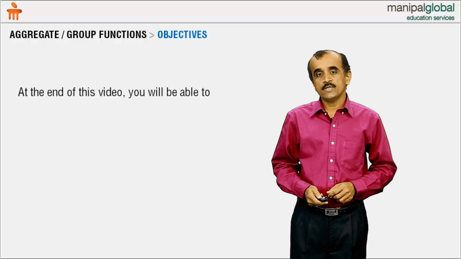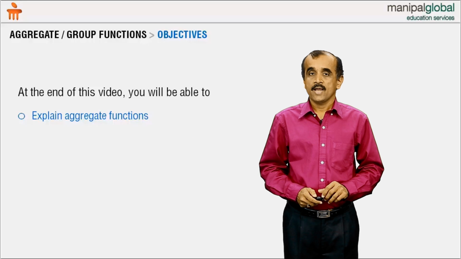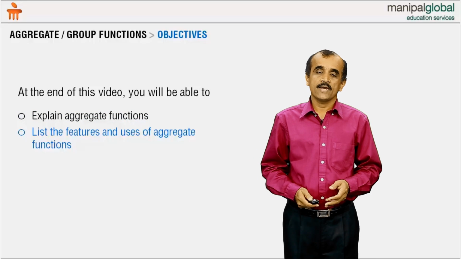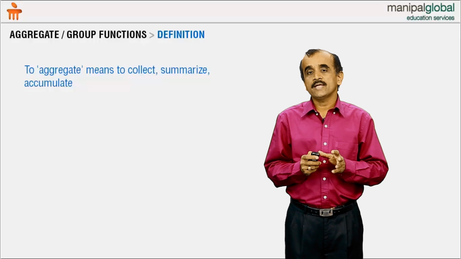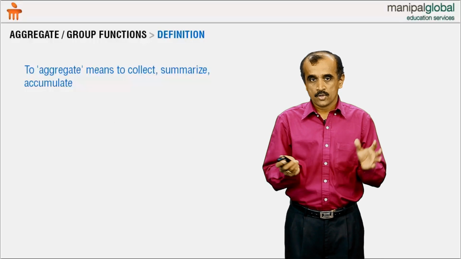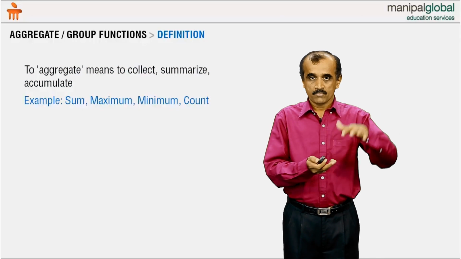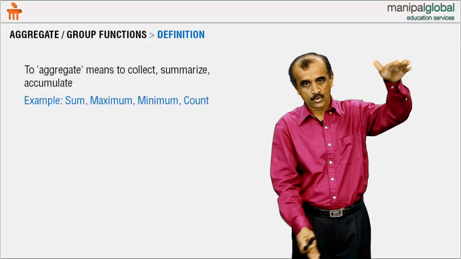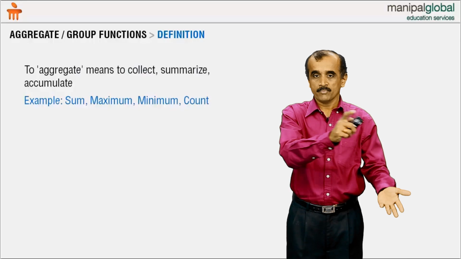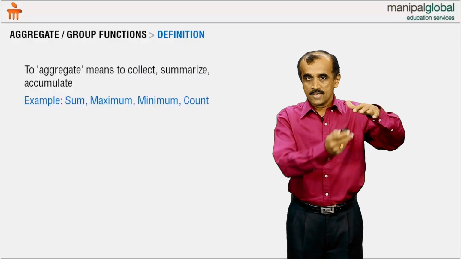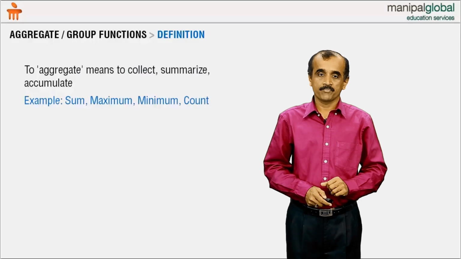So, at the end of this video, you will be able to explain aggregate functions and list the features and uses of aggregate functions. What is aggregation? To aggregate means to collect or summarize or accumulate. An example of aggregation is sum. Whether I have 10 rows or 100 rows or 1000 rows, sum will always give one value, right. Maximum, minimum, any of these, they act on a set of rows, a set of data, and return me one value.